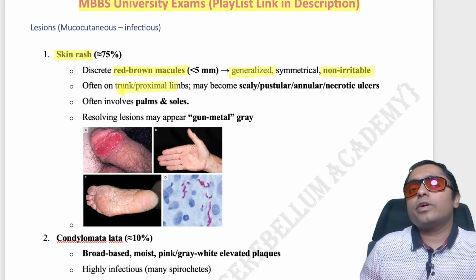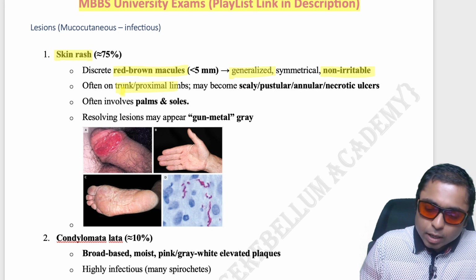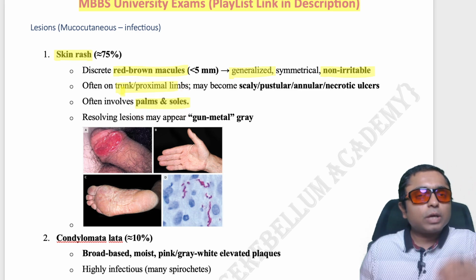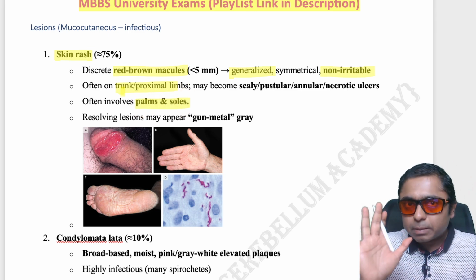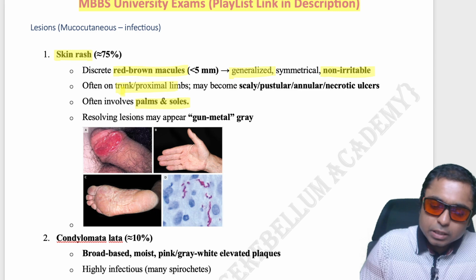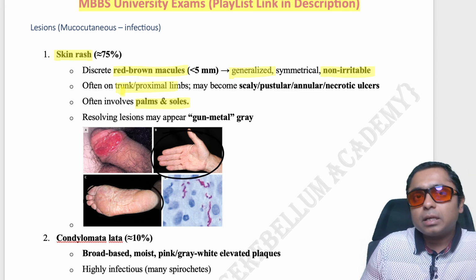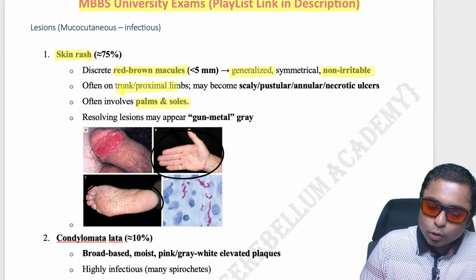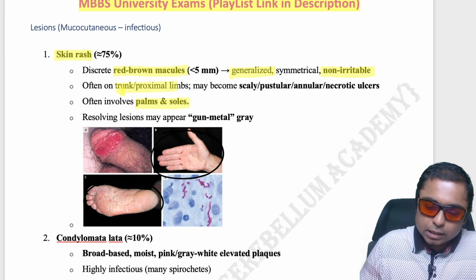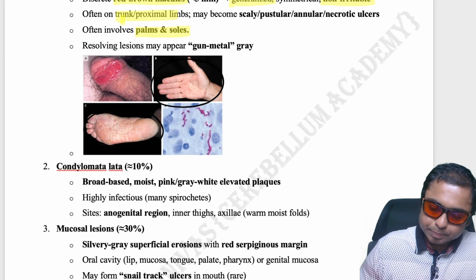Usually the site is going to be mainly the trunk. And remember, whenever you suspect a patient to have secondary syphilis, always examine the palms and the soles, where the patients can have these kind of hyperpigmented or erythematous macular lesions. Okay, these are also called syphilids, right?